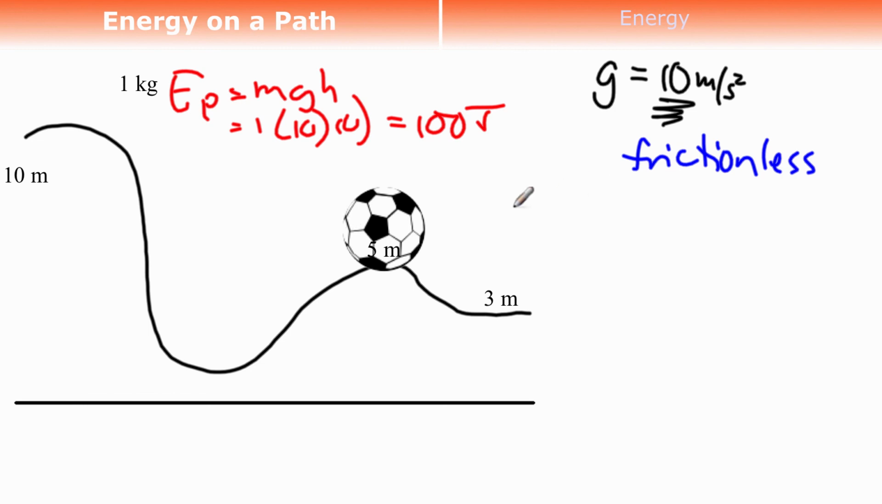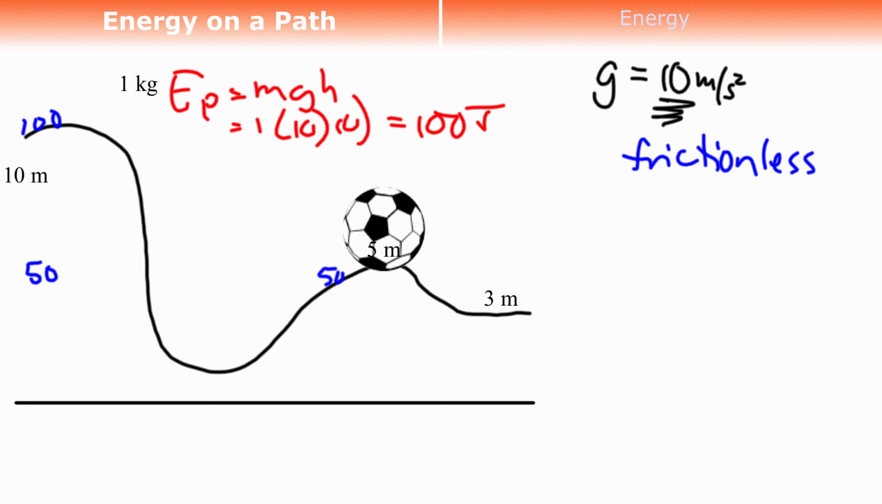Now, I guess my question is, how fast will it be going at 5? Or how fast will it be going at 3? You could use the same kind of logic for each one of those. So if I wanted to know how fast it's going at 5, then I have to figure out what the kinetic energy is at that point. Well, if potential energy at the top is 100, potential energy halfway down then would be 50. The kinetic energy, by the law of conservation of energy, has to add up to 100. The kinetic energy also has to be 50.